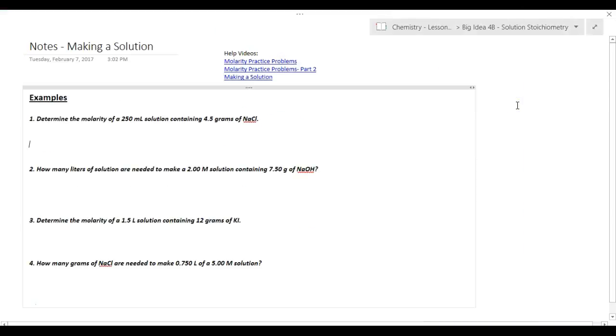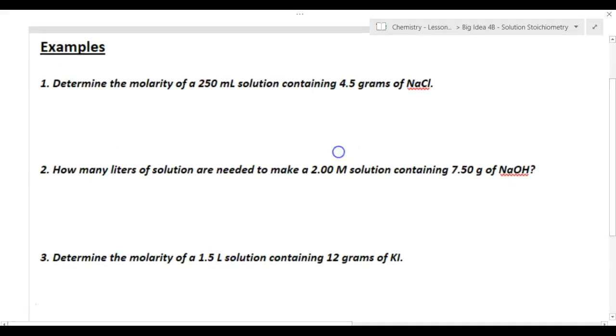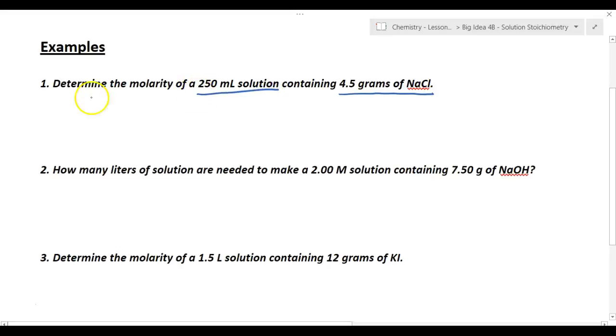Okay, so I want to go through how we can make a solution in an actual lab. I have a few examples for us to use. The first one says, determine the molarity of a 250 milliliter solution containing 4.5 grams of sodium chloride. The important things we need to pull from that are that we have 4.5 grams of sodium chloride, we're looking for a 250 milliliter solution, and we're trying to find our molarity.